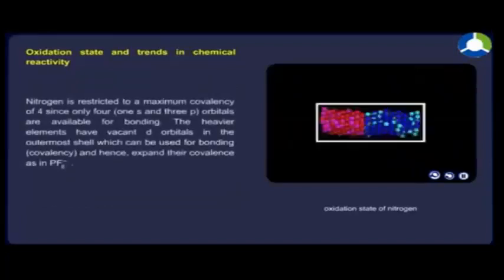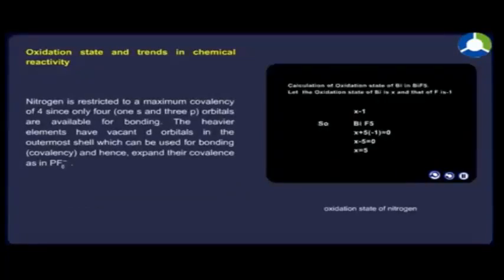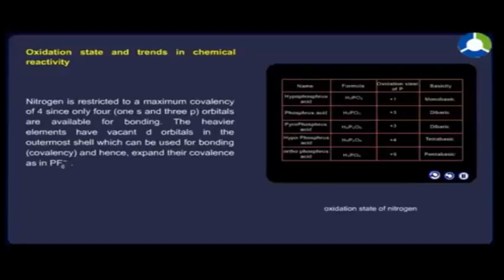Nitrogen is restricted to a maximum covalency of 4, since only 4 orbitals are available for bonding. The heavier elements have vacant d orbitals in the outermost shell which can be used for bonding and hence expand their covalence as in PF6-.